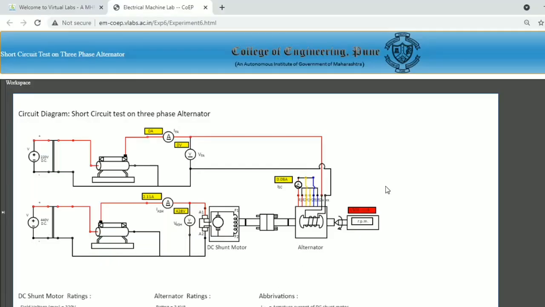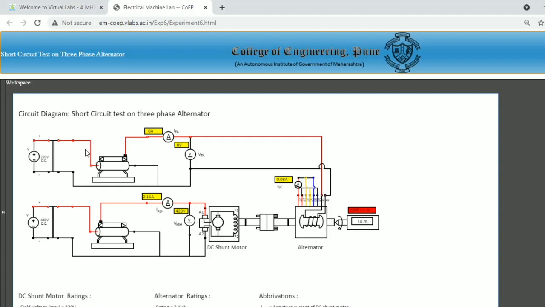This is the overall circuit connection for a short circuit test. Here, the stator terminals are shorted. In the case of the OC test, the stator terminals were opened, and all other connections remain the same as the open circuit test. Here also, we have to adjust the alternator speed to its rated speed. I have already adjusted it by using this variac.